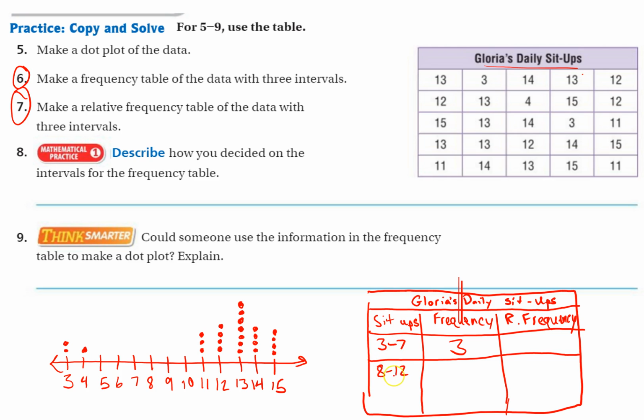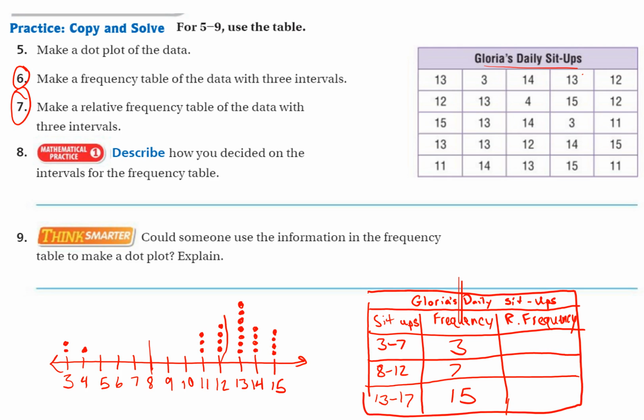Notice the distance or the difference between the two numbers is the same. So from 8 to 12 now, we have 4, 5, 6, 7. And then from 13 to 17, we have 1, 2, 3, 4, 5, 6, 7, 8, 9, 10, 11, 12, 13, 14, 15 occurrences.